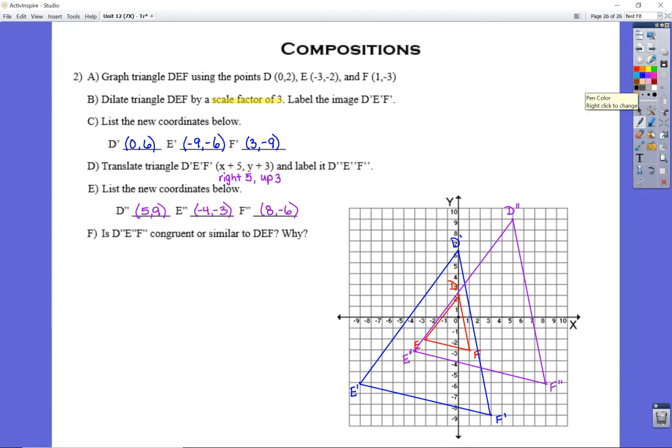And part F says is D double prime, E double prime, F double prime congruent or similar to D, E, F, and why? So we know that D double prime, E double prime, and F double prime is similar to D, E, F because a dilation occurred.